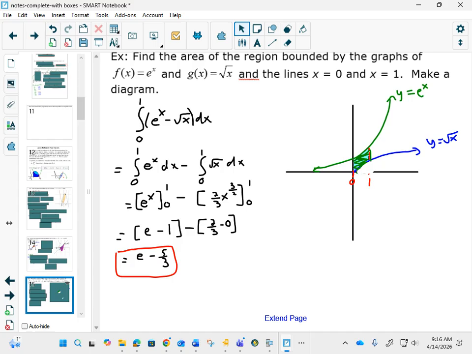How do you know you screwed up? If your final answer is negative, you know that you would have screwed up. What's the problem in a question like this? E minus 5/3 isn't intuitive. Is that a positive number or a negative number? Not that easy without a calculator. So you did need to know which graph was on top and which one was underneath in this situation.